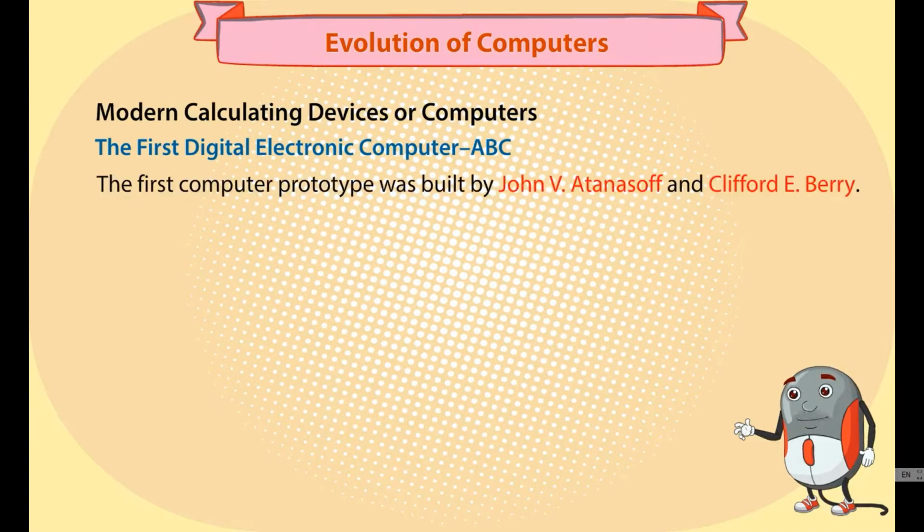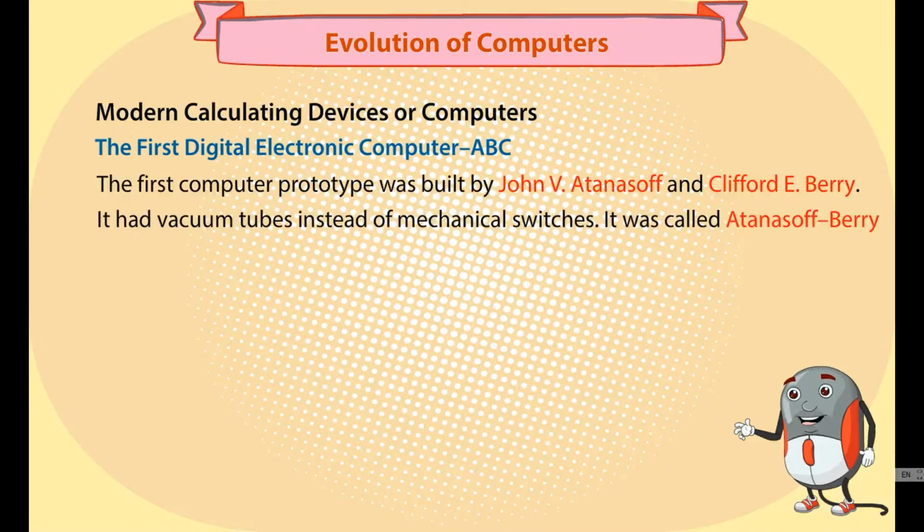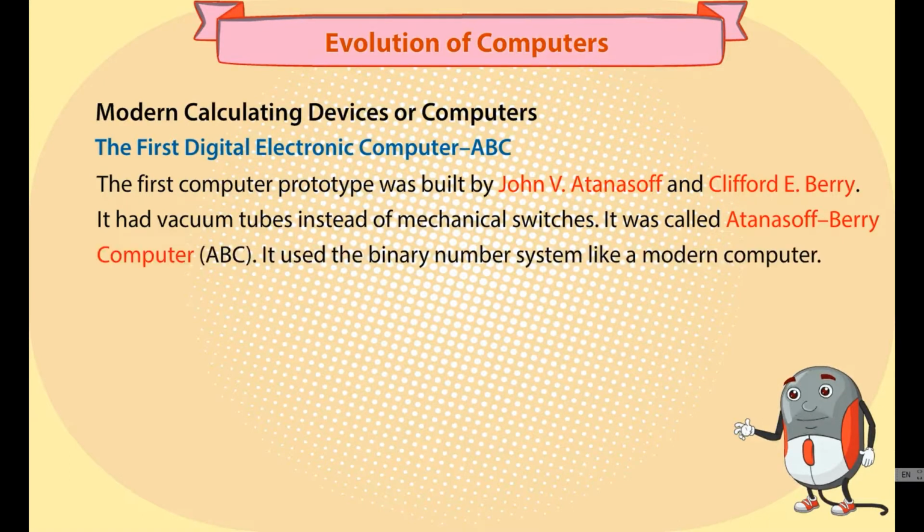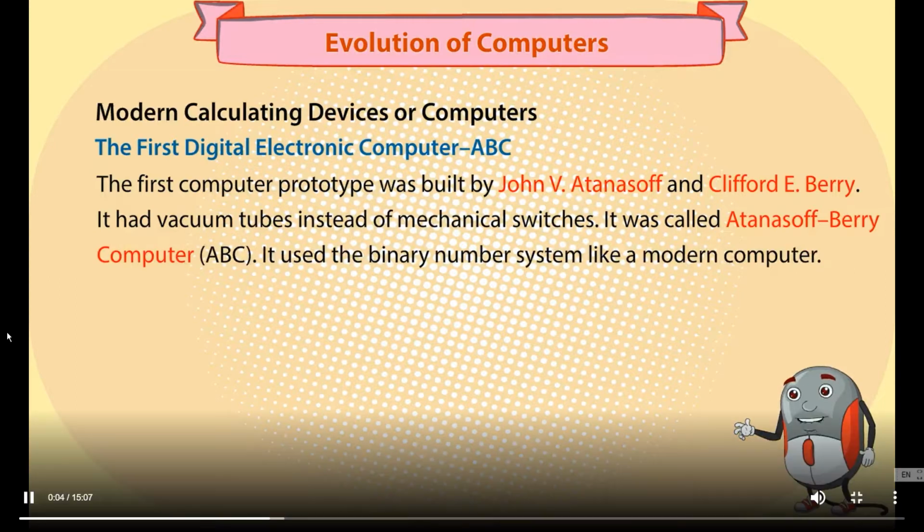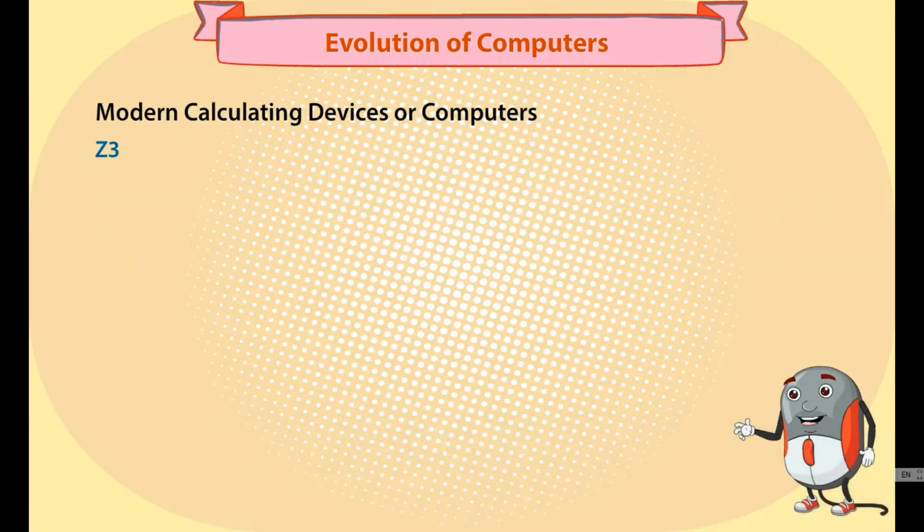The first computer prototype was built by John B. Atanasoff and Clifford E. Berry. It had vacuum tubes instead of mechanical switches. It was called Atanasoff-Berry Computer, ABC. It used the binary number system like a modern computer.